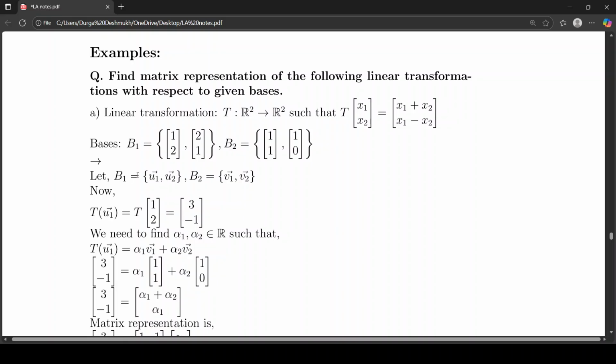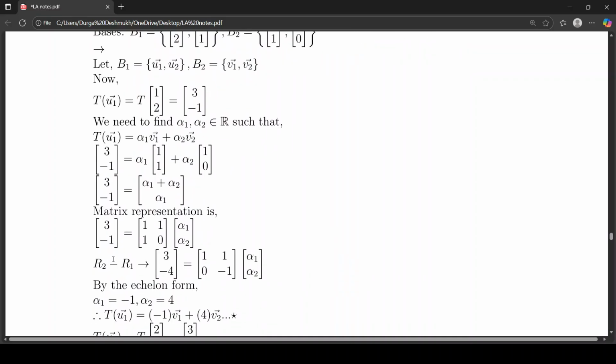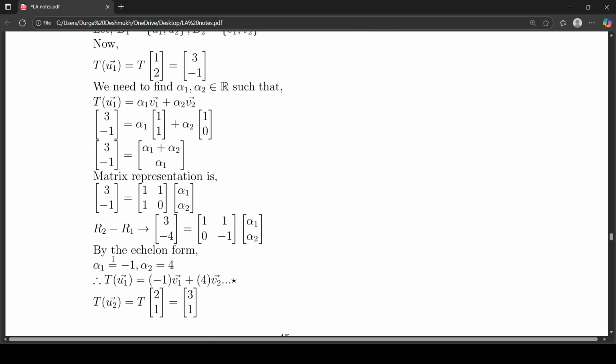Then we will find the image of the first element u1, right? Then we need to find scalars from the field R such that the image of the first element of the first basis can be represented in the form of the elements of the second basis, right? So to find this, we will obtain the matrix representation, convert it into echelon form and find the solution, right? So this is the required equation.